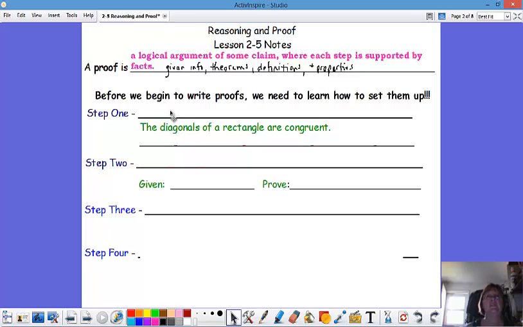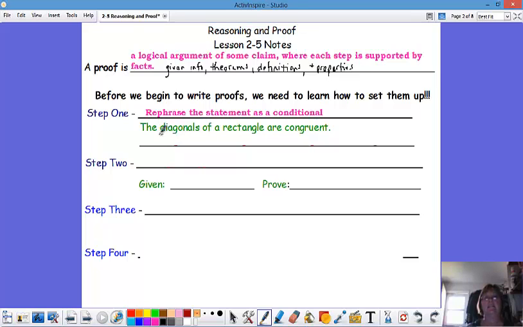So our first step in the proof writing process is to rephrase the statement as a conditional. And we learned yesterday about conditionals, if-then statements. We want to take this statement and rewrite it, rephrase it in conditional form or in if-then form. Sometimes you have to change the language of these things just a tiny bit to have that work.